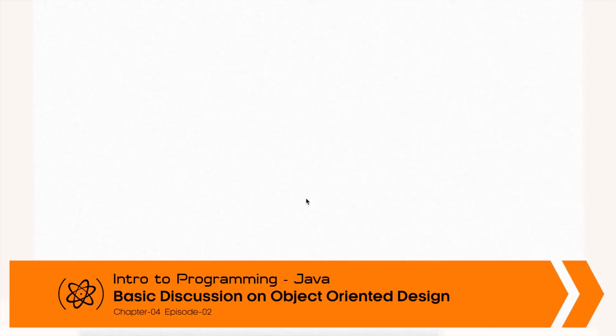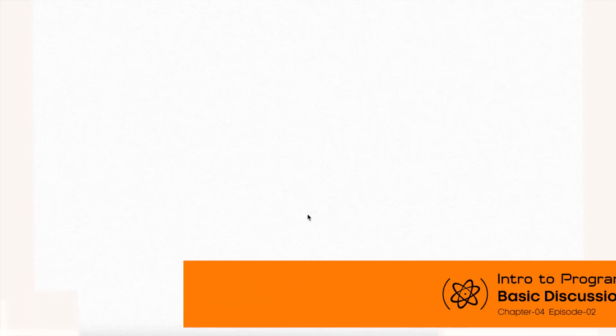So up till now, we've learned a lot. We've learned about variables, operators, expressions, methods, classes, and objects. But how do all of these tie together? When you're writing a program, when you're creating an application, how do all of these things tie together? Let's discuss that at a very high level in this video.